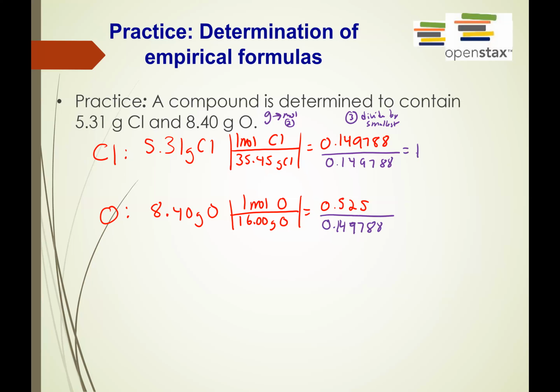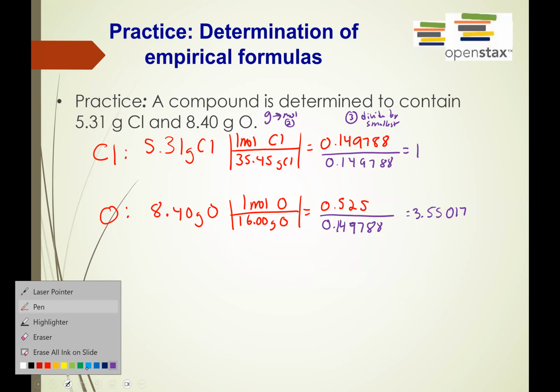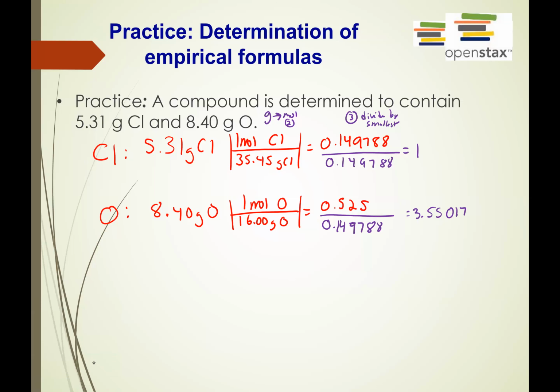149788. So this gives us 1. This gives us 3.55017. Okay, so here's where that step 4 comes in. Step 4 says multiply to get whole numbers. This 3.5 is not a roundable number. We can only round like 0.1 or 0.9. Everything else we need to multiply to get a whole number.